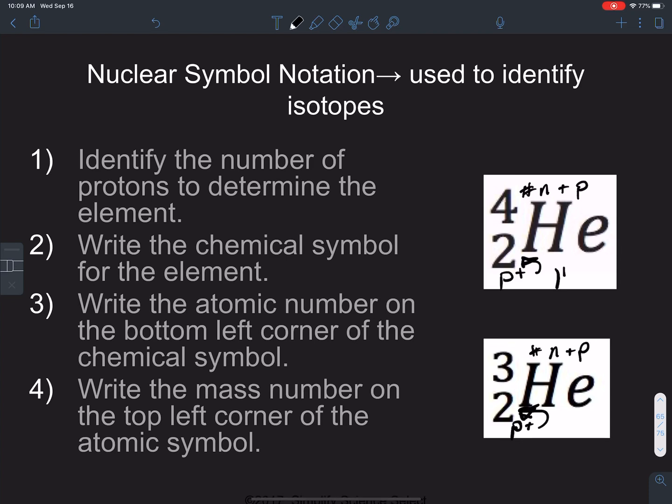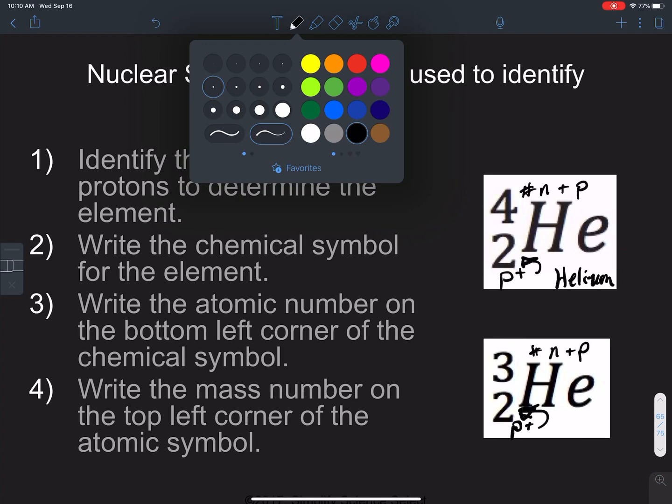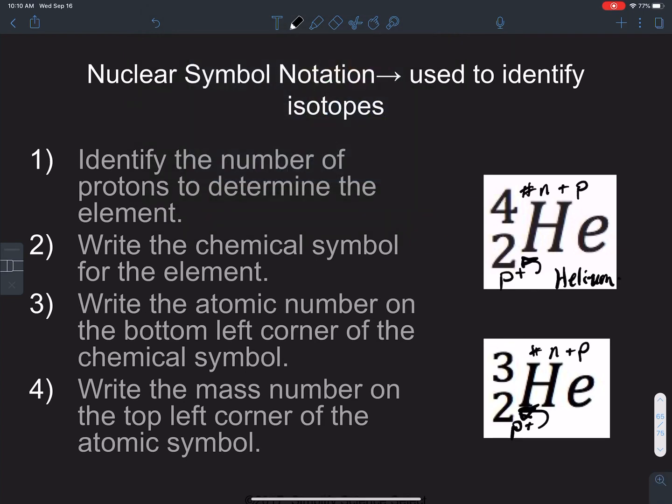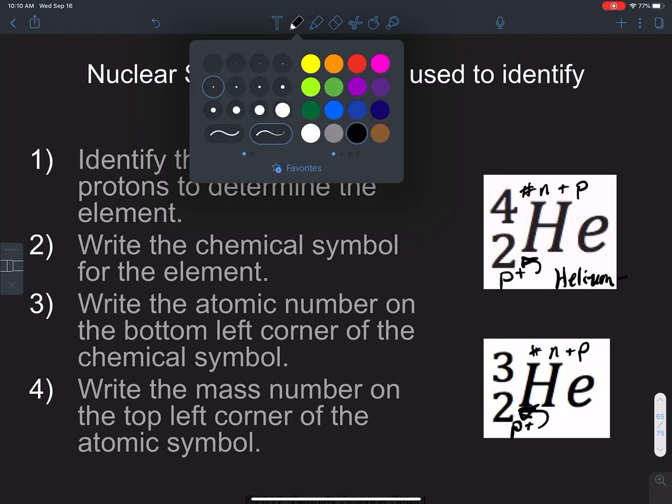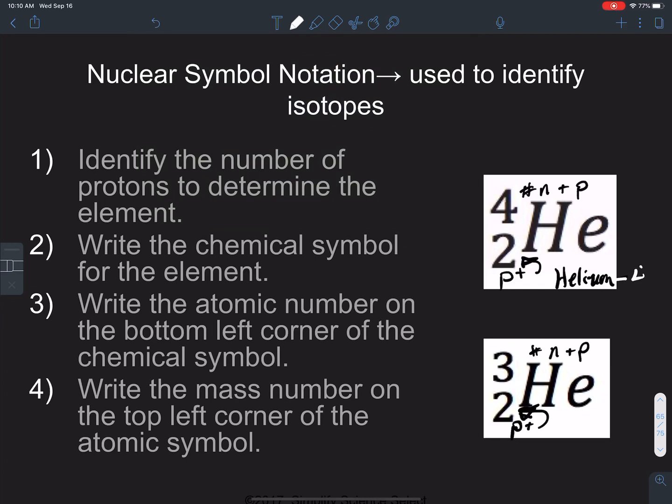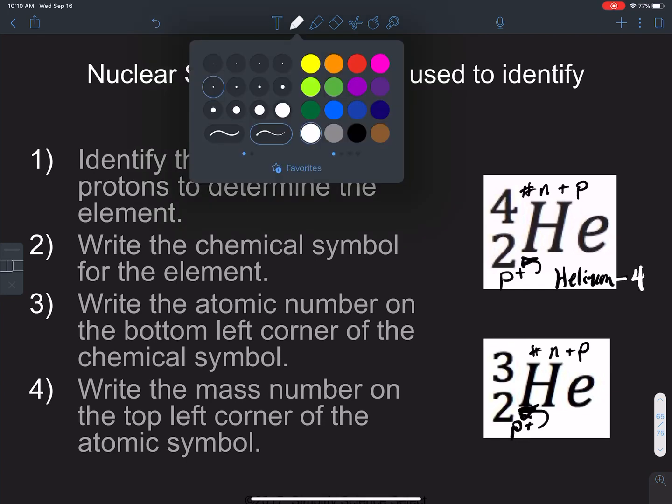So this is your helium-4 in hyphen notation. Let's see if I can get my color changed. And the bottom one was your helium-3.